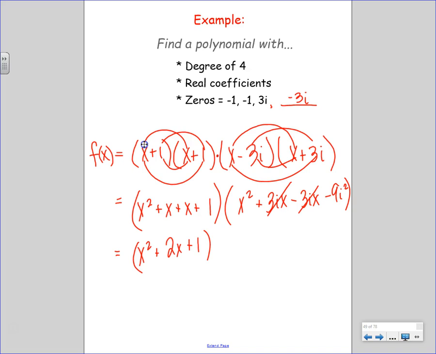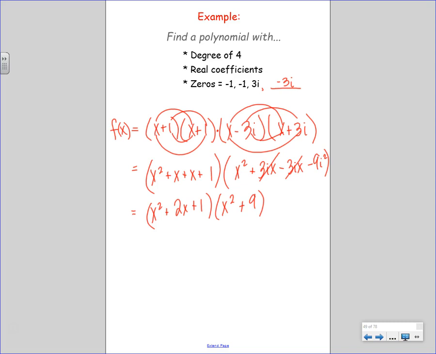Can I do anything with the i squared? Yeah, there you go. So it's going to be x squared minus 9 times a negative 1. What's that going to do? Plus 9. Yeah, buddy, we're right there. We're right there. What's the last thing we're going to have to do? How do you multiply a trinomial by a binomial?